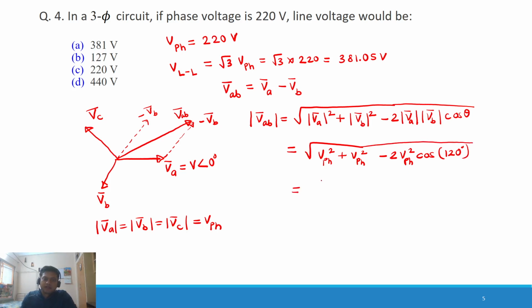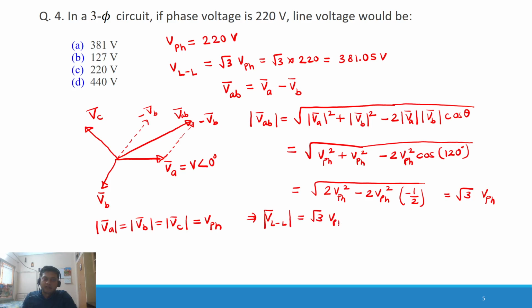So it will give 2 V phase square minus 2 V phase square, and cos 120 value is minus 1 divided by 2. So this will come out to be root 3 V phase. So we can finally write, we have derived this line to line voltage magnitude as root 3 times of V phase.